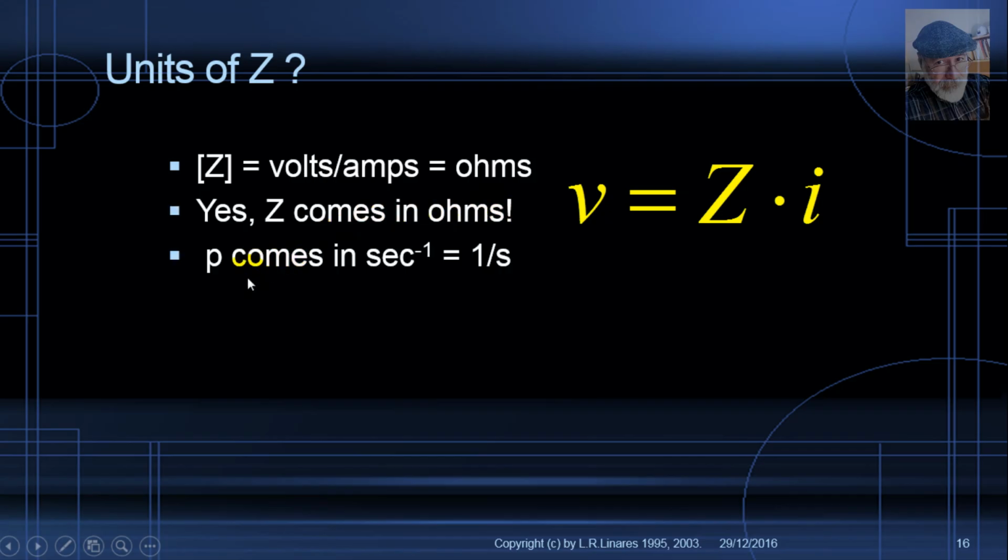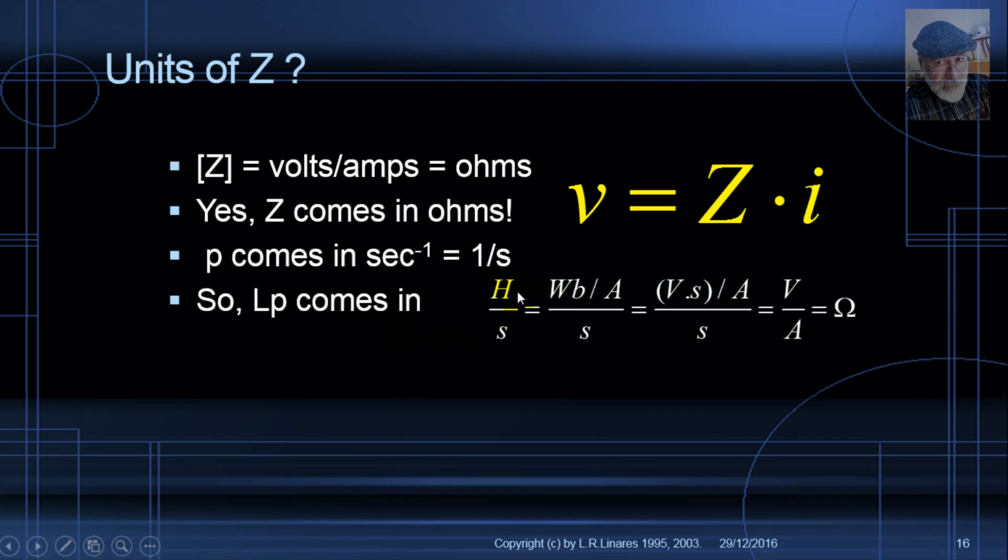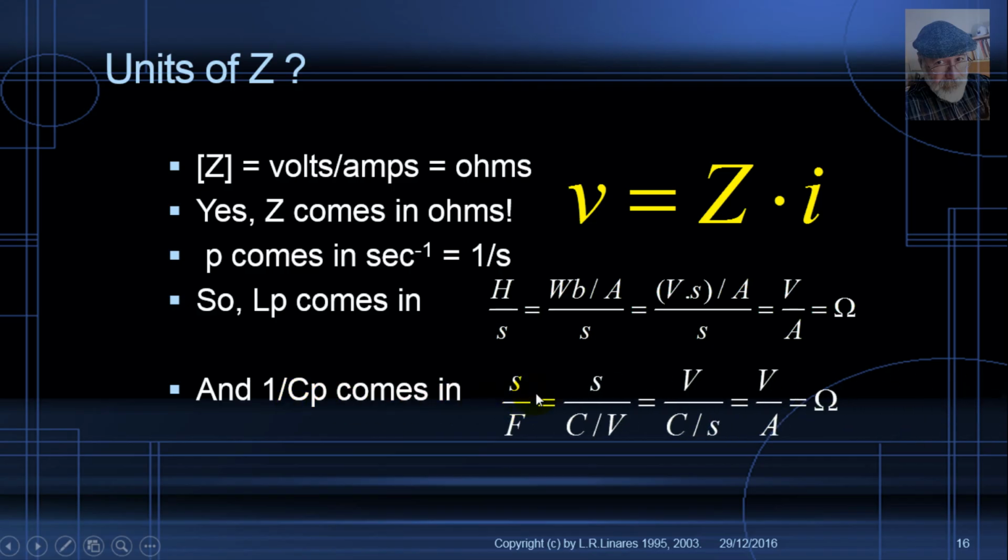Z comes in ohms because p, remember, by definition is d over dt, that is 1 over second. So for L p, for an inductor, what we have is Henry over second. If you freeze the movie, you can see it's ohms in this sequence. And for the capacitor, 1 over C p is in reality seconds divided by farads, which is ohms.